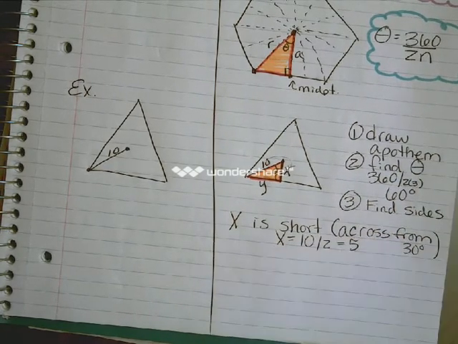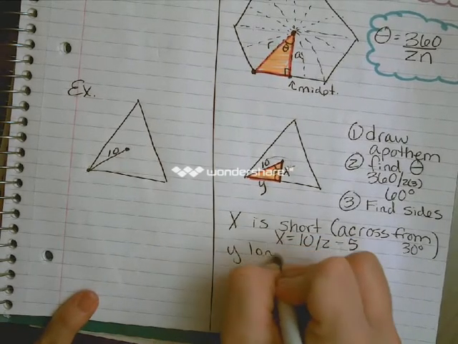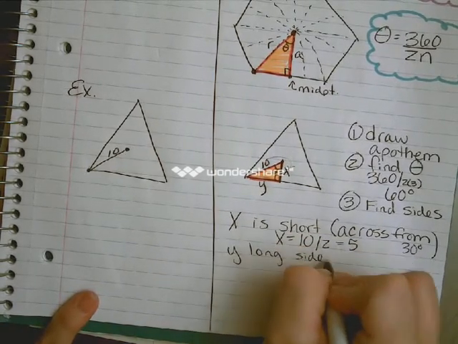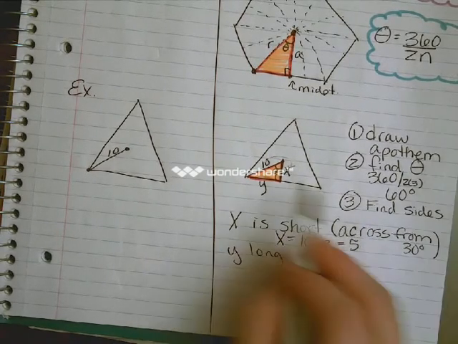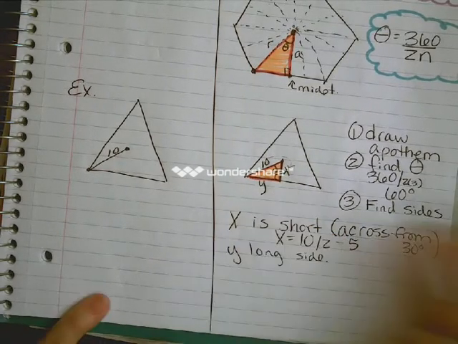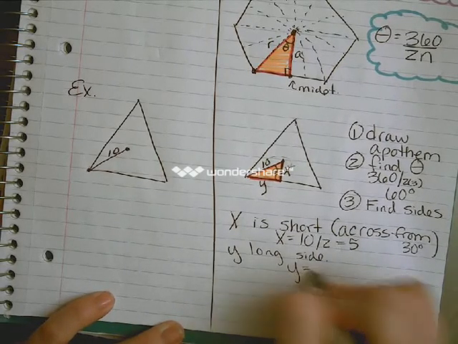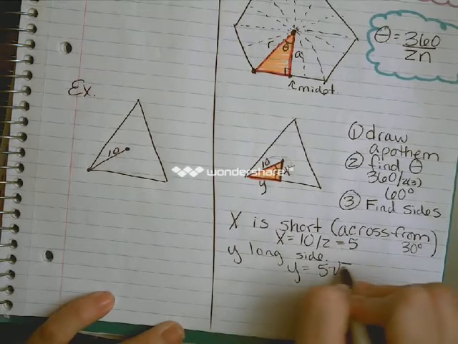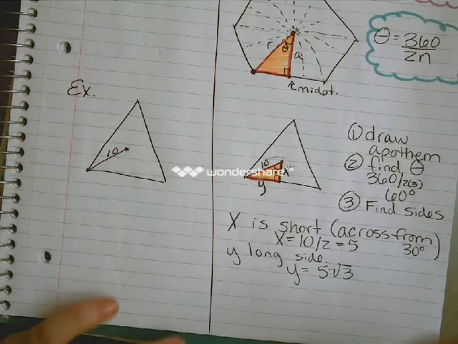Y is the long side. And again, if you go back and look at those notes, the long side is just the short side times square root 3. So y equals 5 times the square root of 3. Okay. Now, how do we get from here to the perimeter?